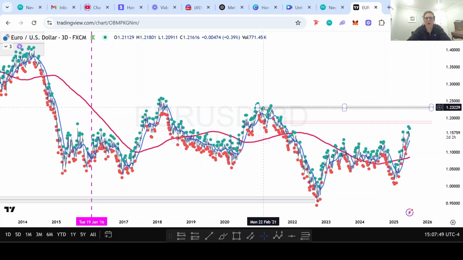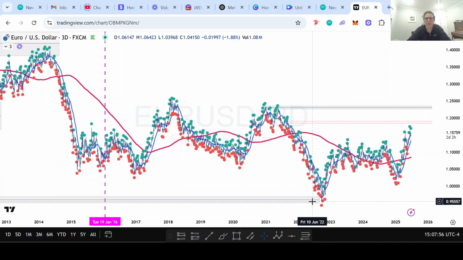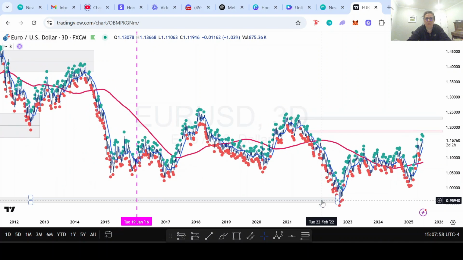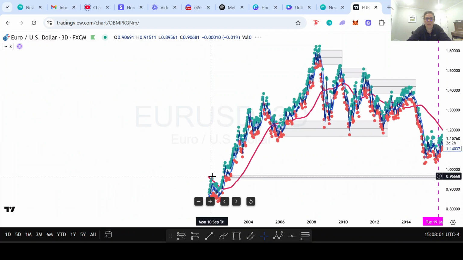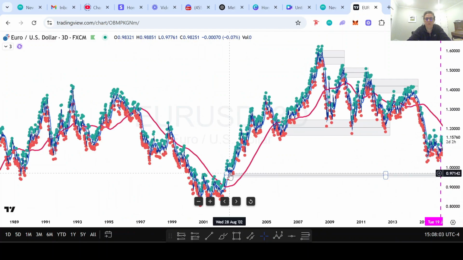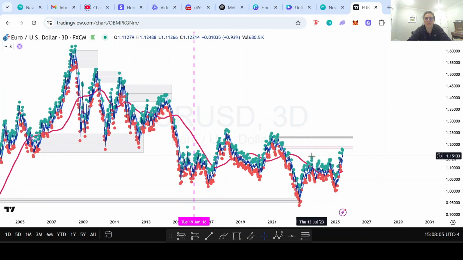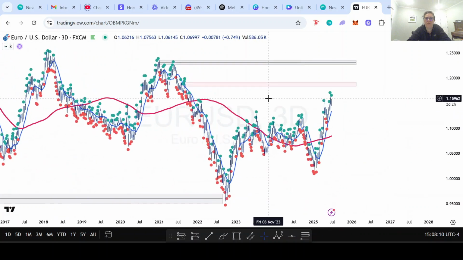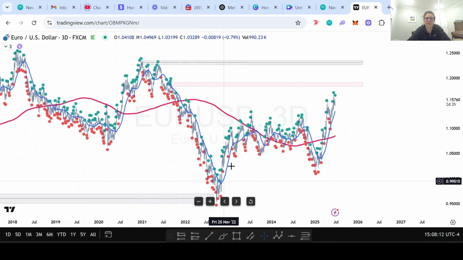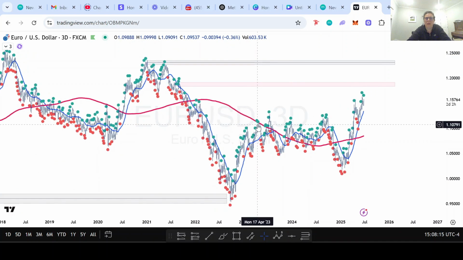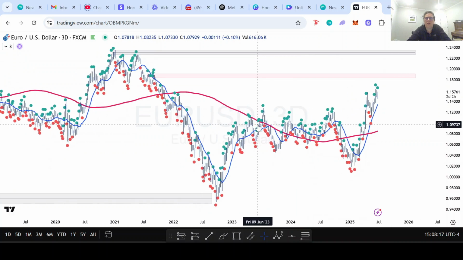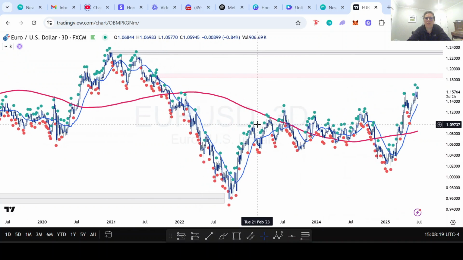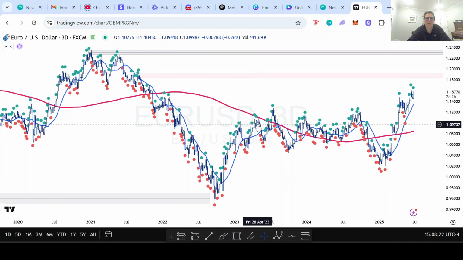So our high up there and our last low down here, we took out really historical levels which go all the way back to 2002. And it looks like our bias is to reverse this, and we'll be trading long until we get confirmation of a significant retrace in the opposite direction.